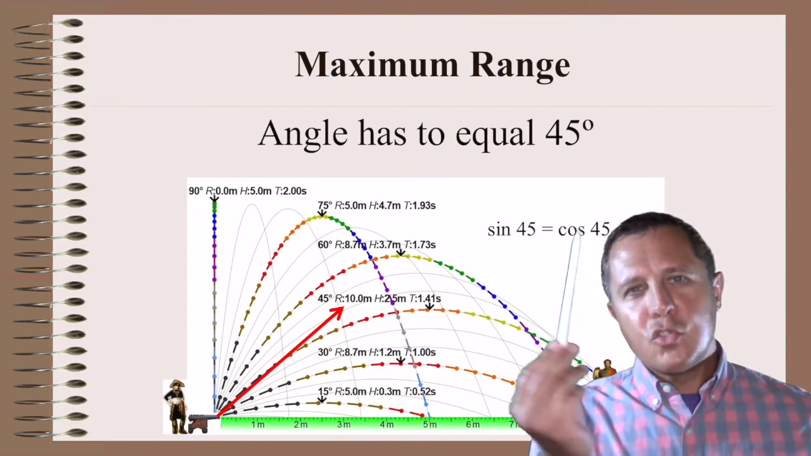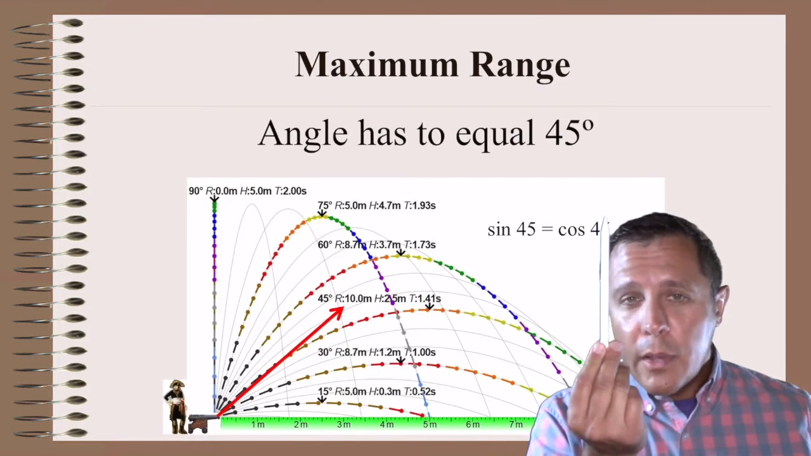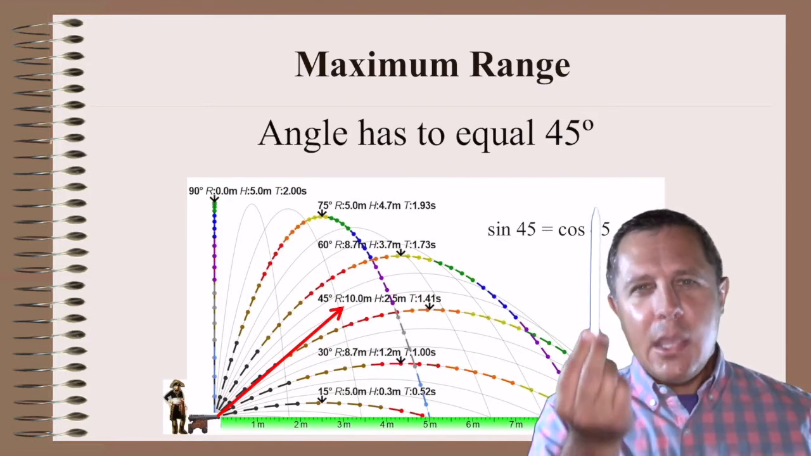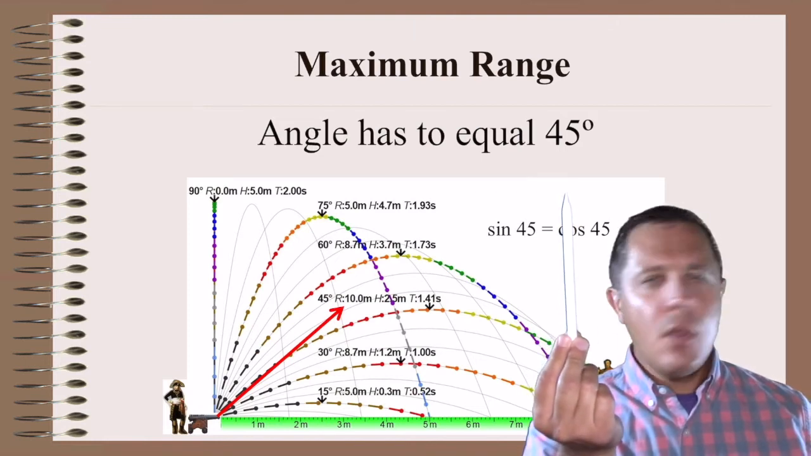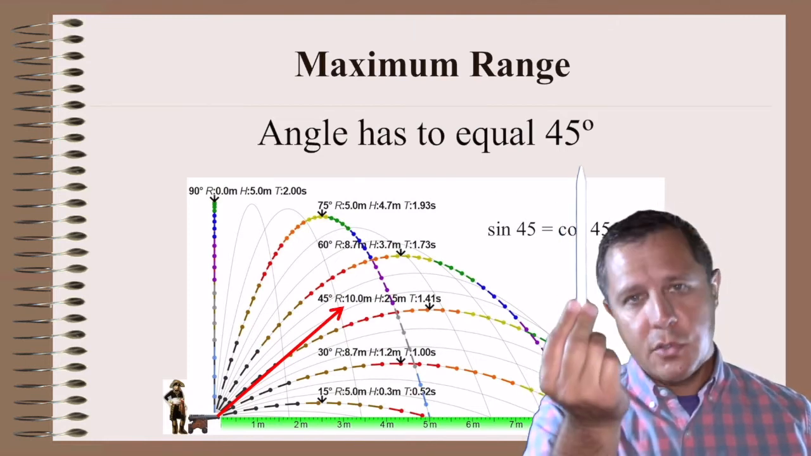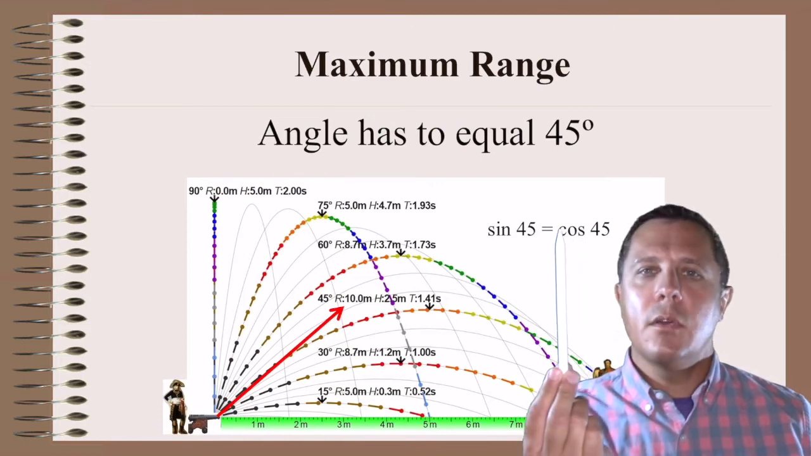If I fired something straight up in the air, at 90 degrees, it would be in the air for a really long time, which is great. However, it would have no horizontal velocity and it would come straight back down. So the range would be 0.